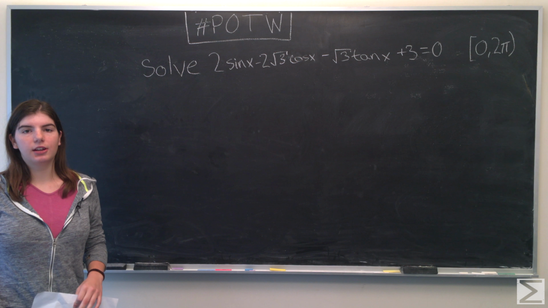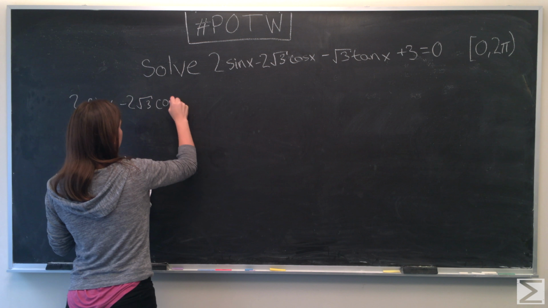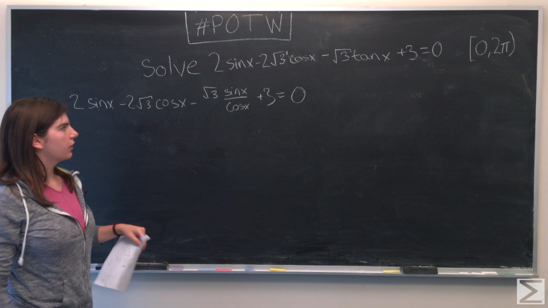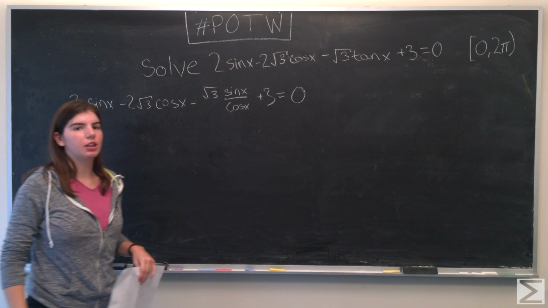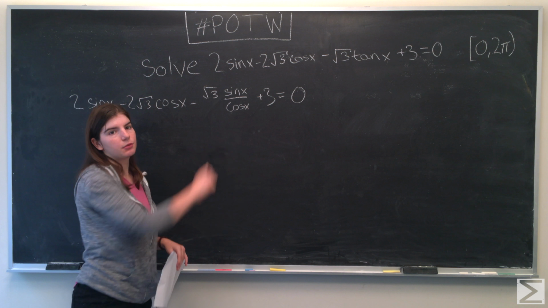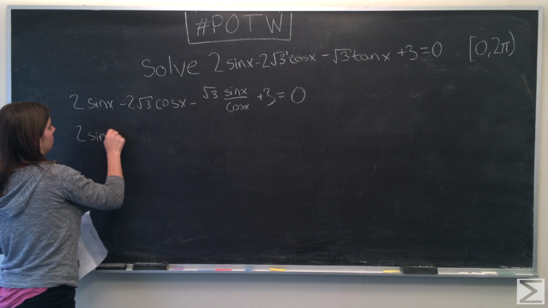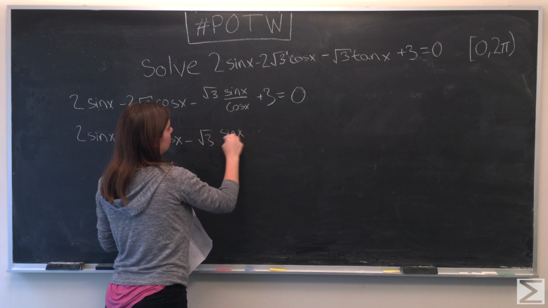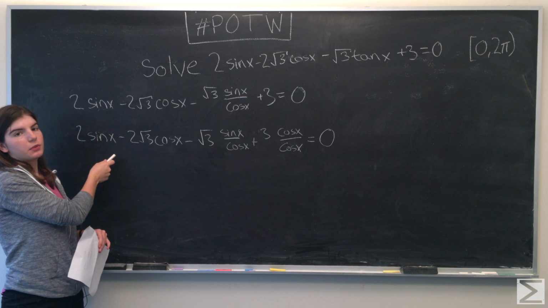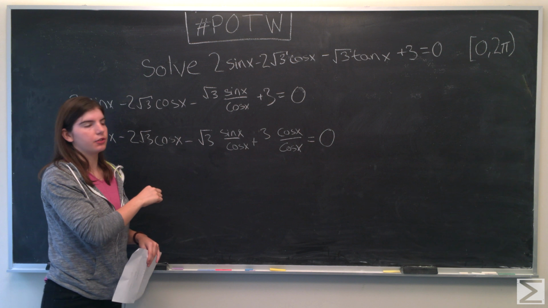First thing we're going to do is rewrite tangent in terms of sine and cosine. Alright, so tangent is just sine over cosine, and the next step would be to give a common denominator to the last two terms. Rewrite 3 as 3 times cosine of x over cosine of x. Now we can factor a 2 from the first two terms and factor a square root of 3 over cosine of x from the last two terms.